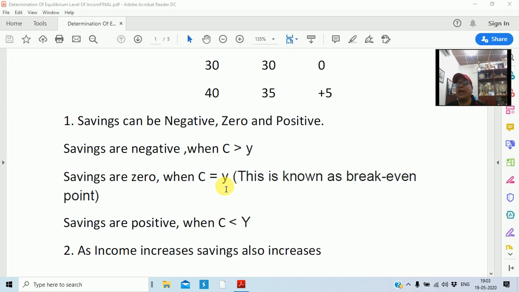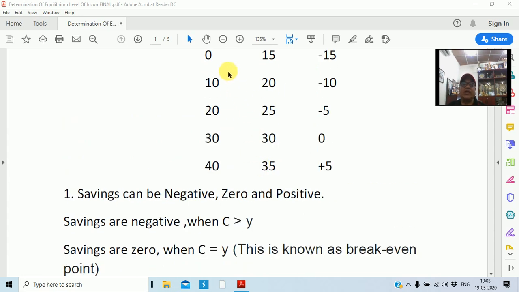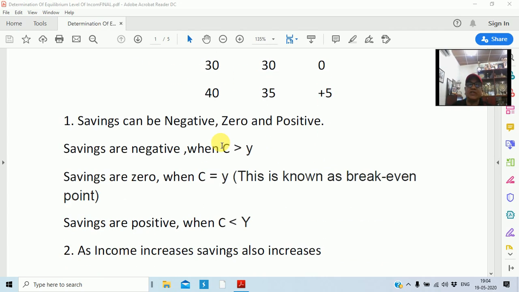And what happens at that point when saving is 0? Consumption function intersects the income line. C is equal to Y. And savings are positive when income is more than consumption, or consumption is less than income. As income increases, what happens to the savings? Savings also increase. With the increase in income, savings also increase. So what is the relation between income and saving? Direct. So what is the slope of the saving curve? It will be upward sloping. Why is the saving curve upward sloping? Because income and saving have a direct relation. That's why the saving curve is upward sloping.